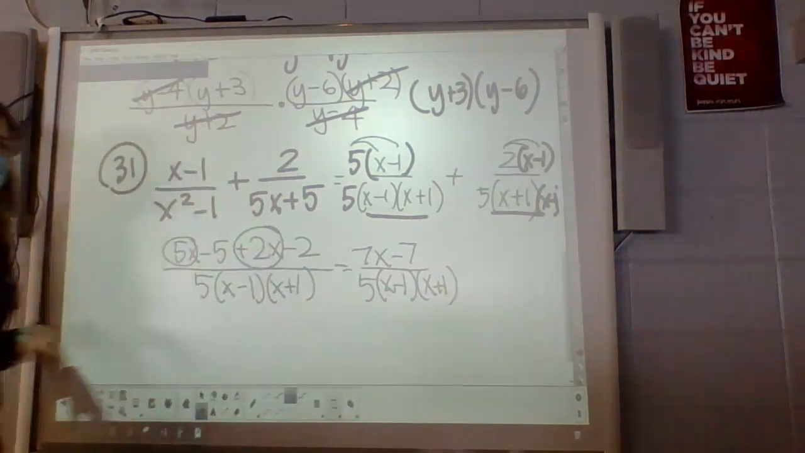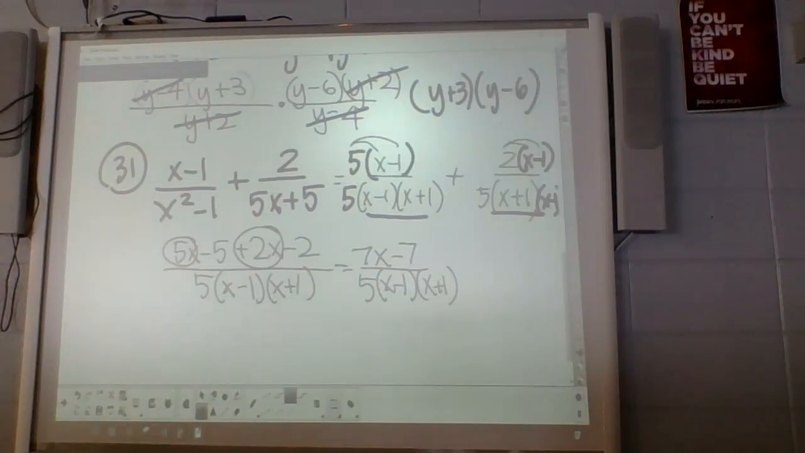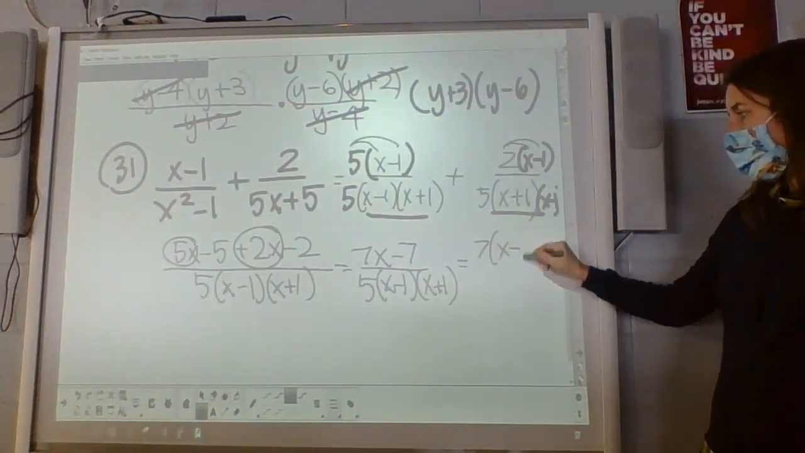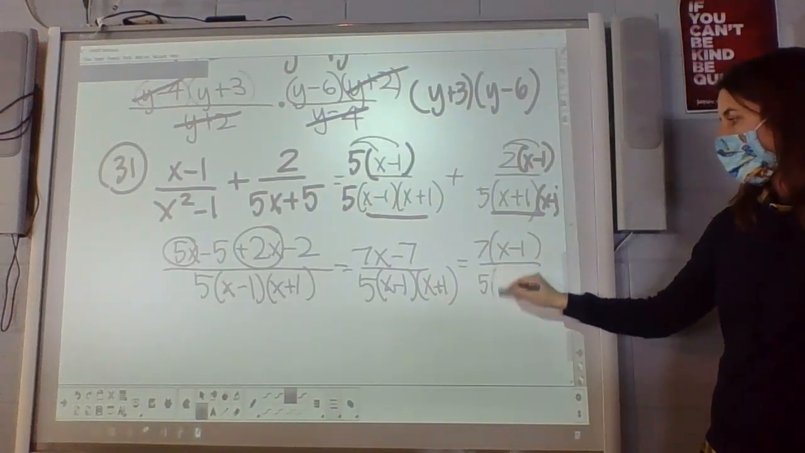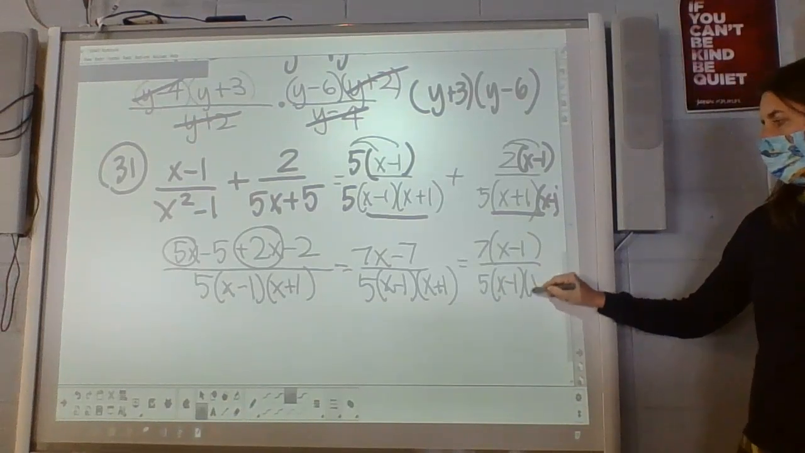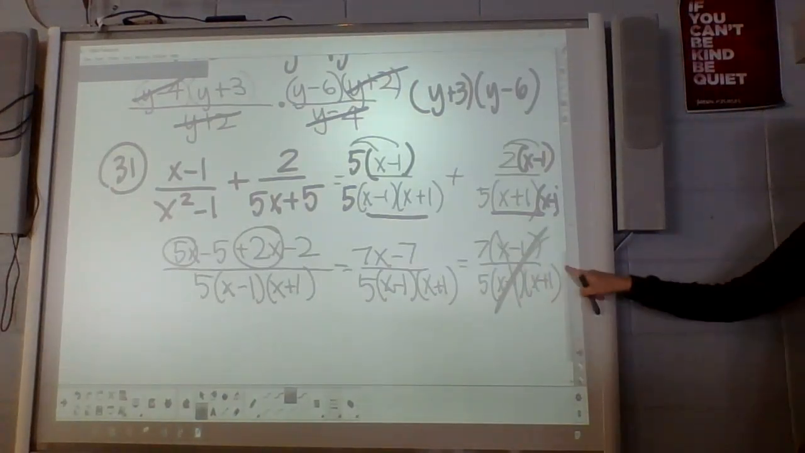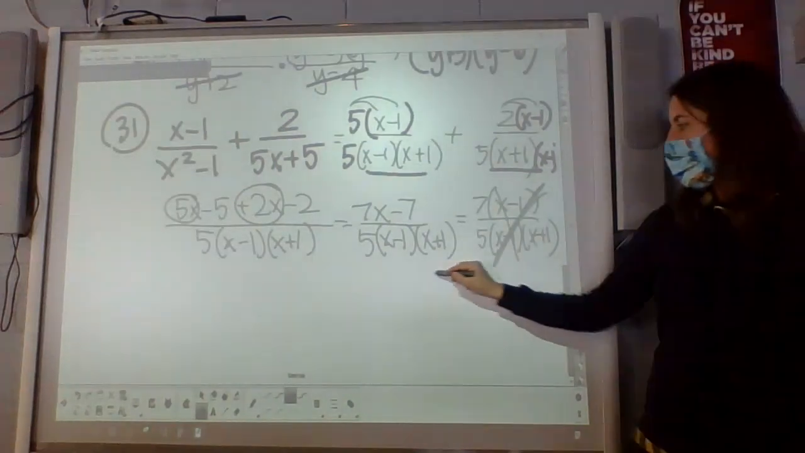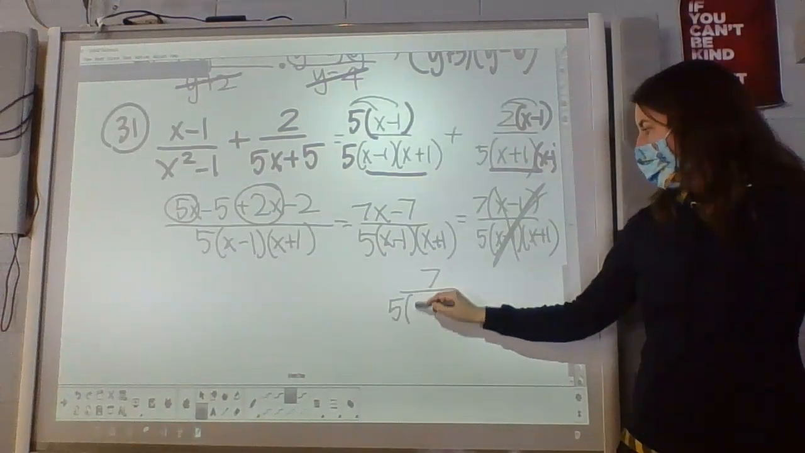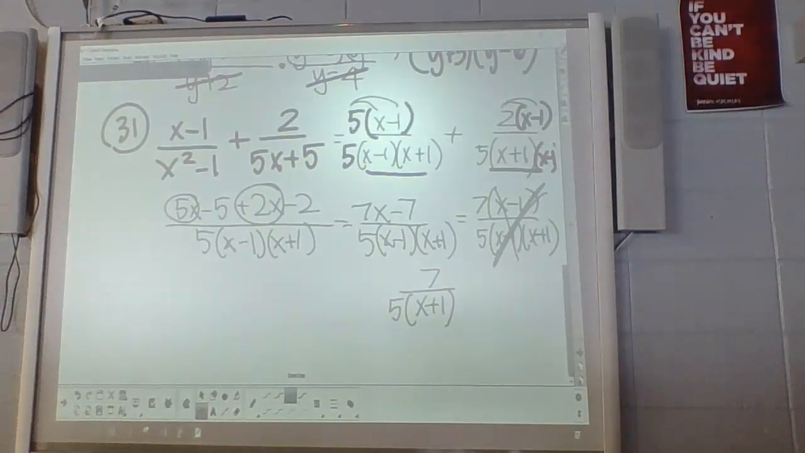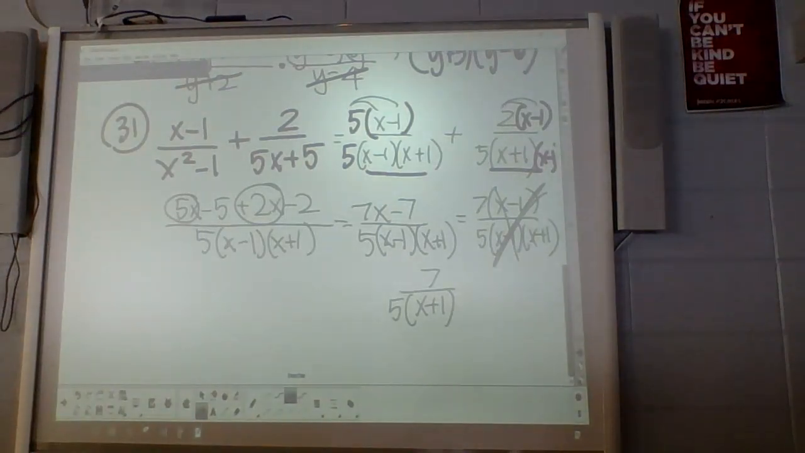But I'm not done here. So if you stopped here, I totally get it because we're so used to being done here. But this top can actually be factored. I can take out a 7. So I can cancel those x minus 1s now. So I'm left with 7 on top and 5 on the bottom and x plus 1. So if you stopped before you factored again, totally understandable. But it's just like the one extra step you forgot about.